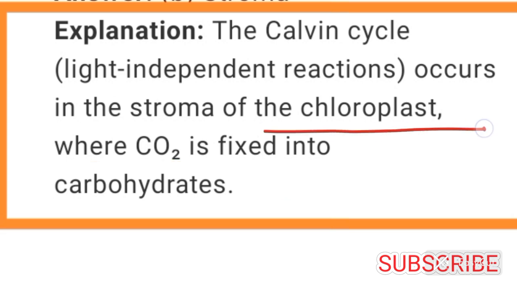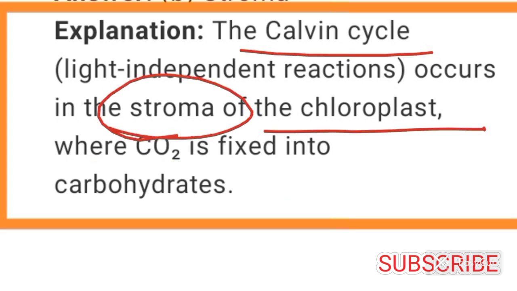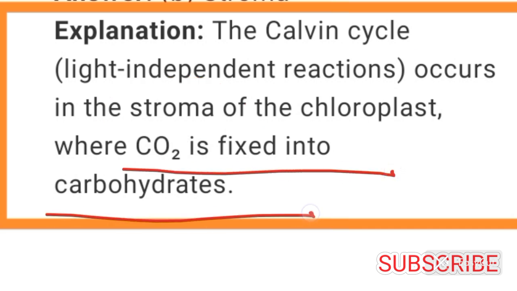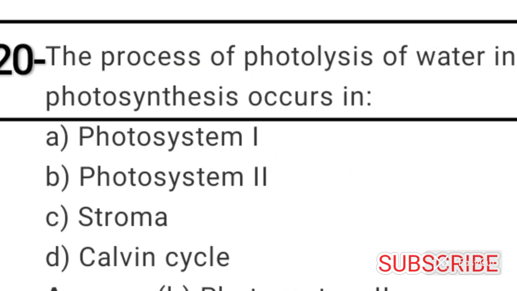So, chloroplast के स्ट्रोमा वाले पार्ट में कैल्विन साइकिल होती है, जहां CO2 फिक्स होती है कार्बोहाइड्रेट में. Now come to question number 20. The process of photolysis of water in the photosynthesis occurs in. Answer is option B, photosystem 2.